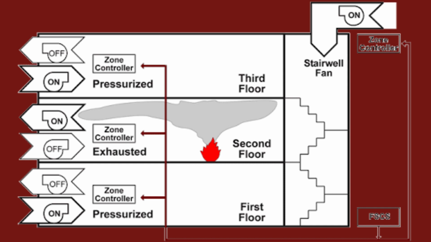8. Regular testing and maintenance. Ongoing testing and maintenance of smoke control systems are critical to ensure they function correctly in an emergency. Regular drills and inspections help identify and rectify any potential issues.